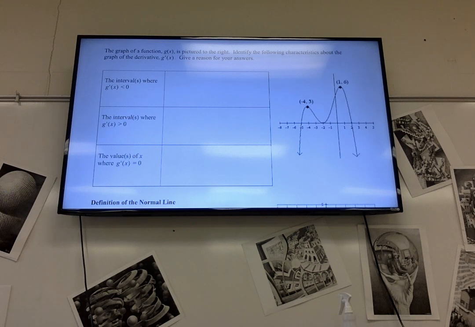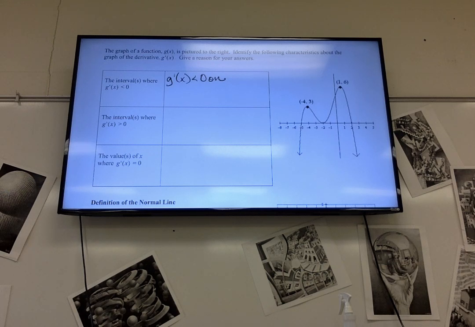Okay, we're going to jump ahead to here, because I really want to get this done. The graph of a function g of x is pictured at the right, and we're going to identify the following characteristics about the graph of the derivative g prime of x. Give a reason for your answer. So the intervals where g prime of x is less than 0. So we start by saying, g prime of x is less than 0 on, and then we look at this.